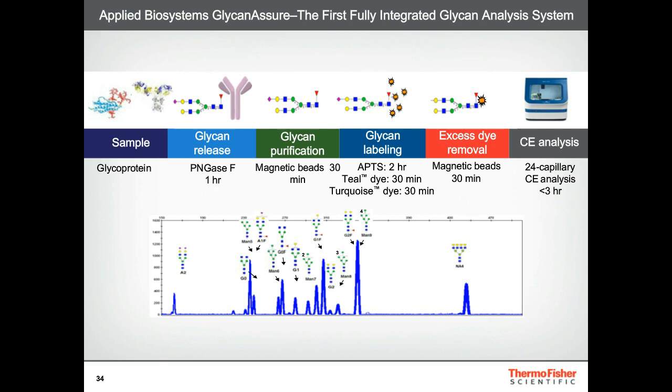The next step is the dye removal, the excess dye removal, again using the magnetic beads, which takes about 30 minutes for 96 samples. The teal dye does not require any dye removal step. Now the samples are ready to be loaded on the CE instrument for analysis. And as I said earlier, the complete sample prep process and the analysis of 96 samples can be completed in 7 to 9 hours with less than 3 hours of hands-on time. And the whole process is automatable.